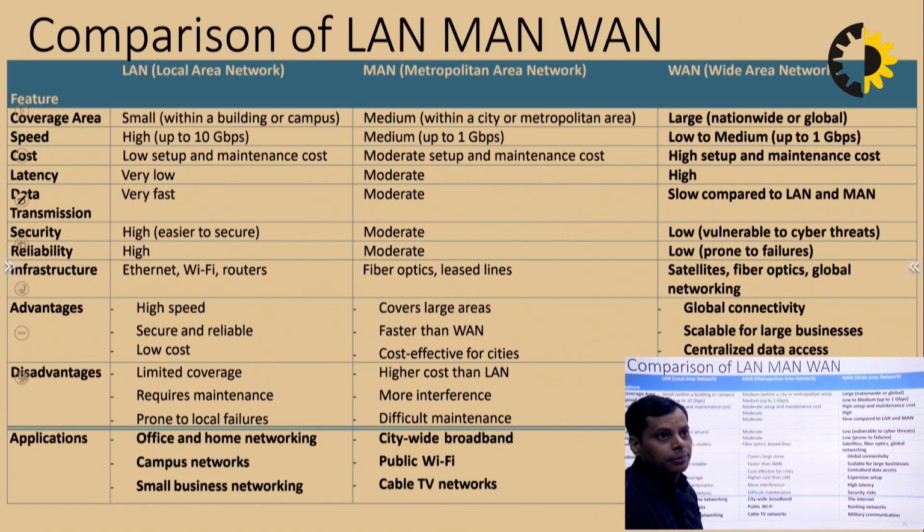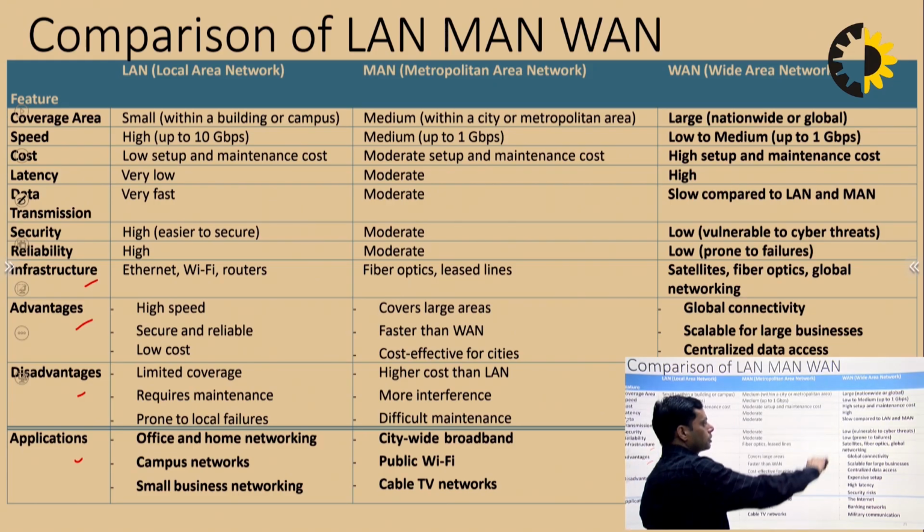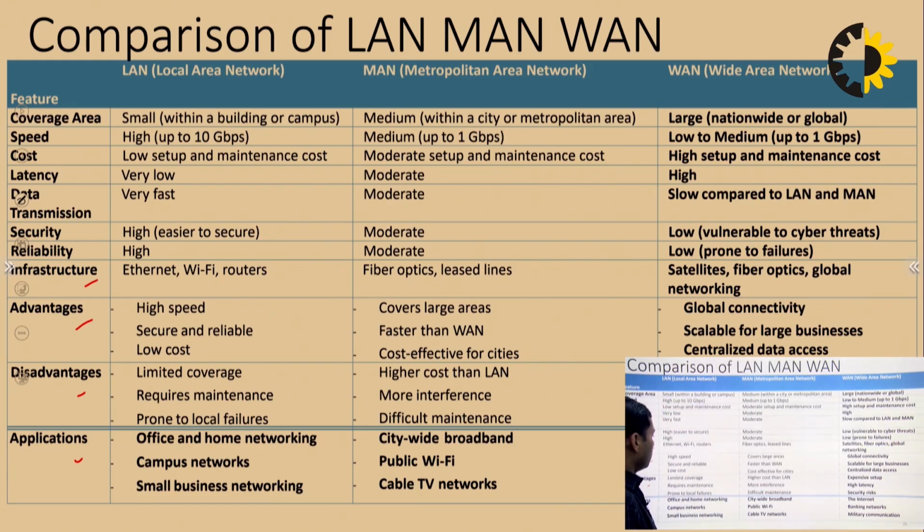This is a comparison table for LAN, MAN, and WAN. They can be categorized on the basis of coverage area, speed, cost, latency, data transmission, security, reliability, infrastructure, advantages, disadvantages, and applications. This picture gives a comparison between the three. You can see the cost, latency, and data transmission: LAN is fast, MAN is moderate, and WAN is slow compared to LAN or MAN. All of these things are covered in the comparison of LAN, MAN, and WAN.